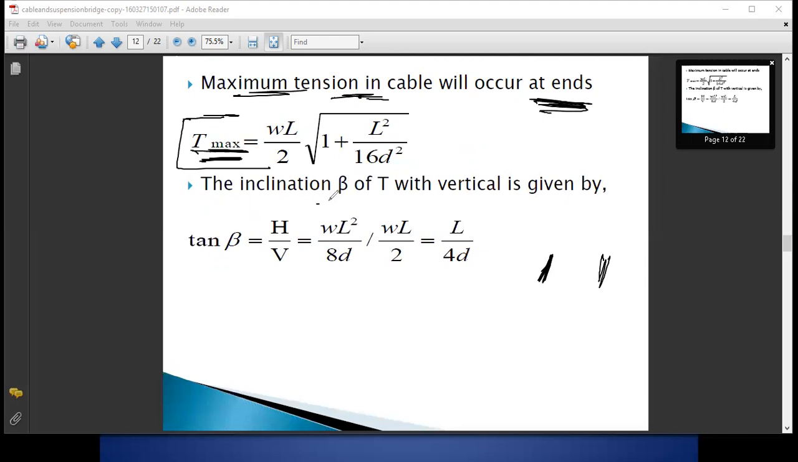So beta angle is with respect to the vertical. So this is your tension. This, with respect to the vertical, is beta, so tan beta is equal to H by V.